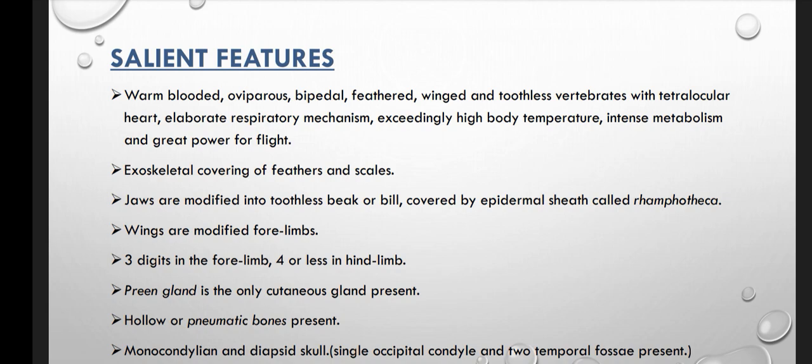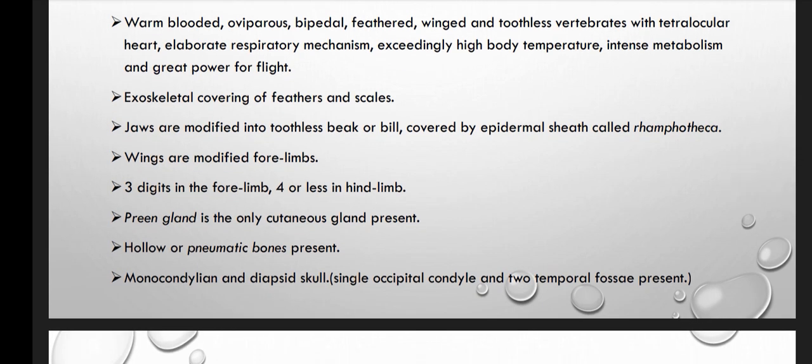Their wings are the modified forelimbs, as an adaptation for flight. They have 3 digits in the forelimb, 4 or less in the hind limb. Preen gland is the only cutaneous gland present in Aves. Hollow or pneumatic bones are present in their body to reduce body weight.